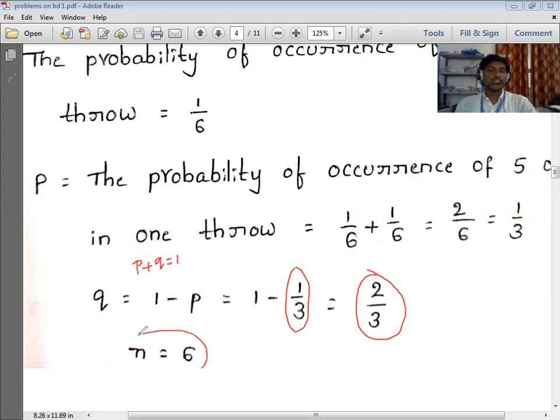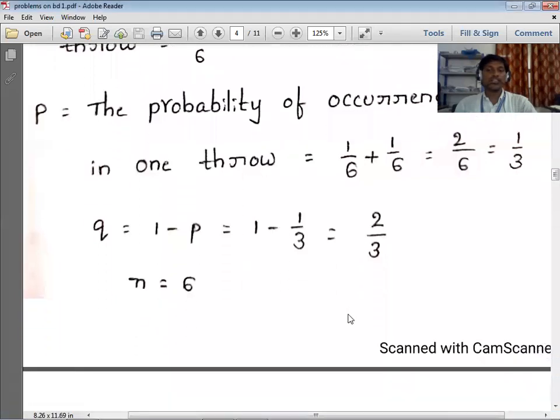And already they mentioned in the problem that the number of tosses n is equal to 6. So n we know, q we know, and p we know. By taking these three, we can first find P of x greater than or equal to 3, and then we can multiply with 729.